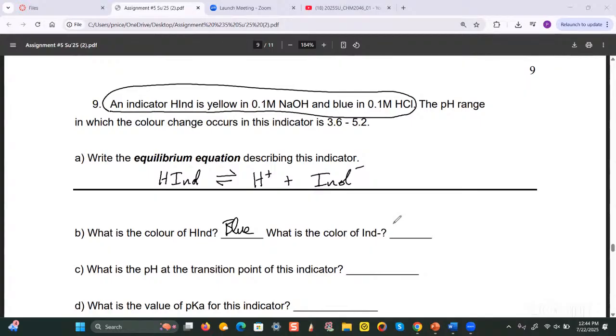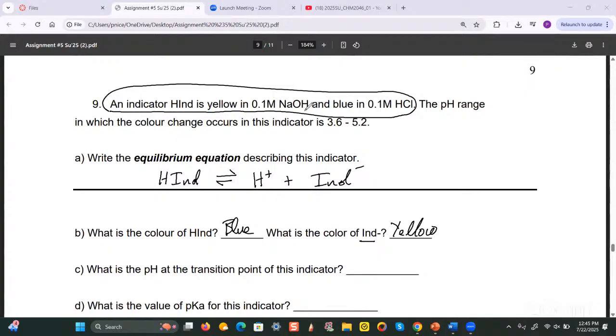What's the color of IND minus? Come on, folks. Yellow. Exactly. Everybody understand the reason why? No? Okay.